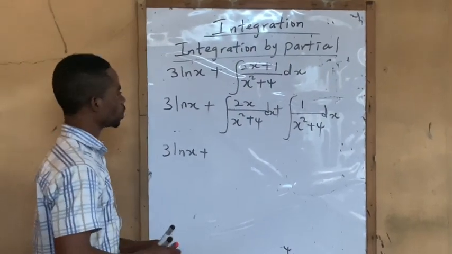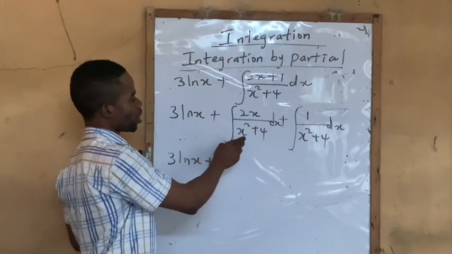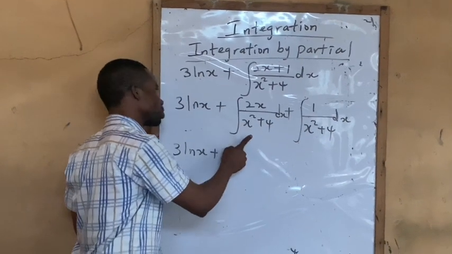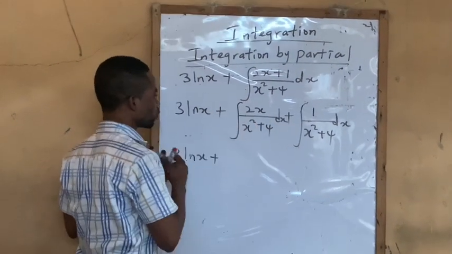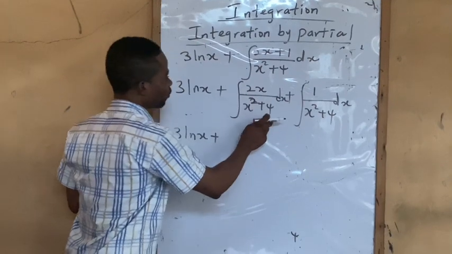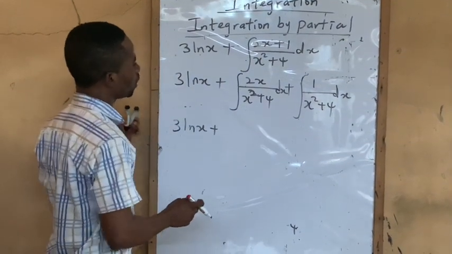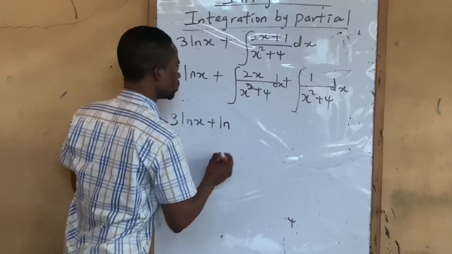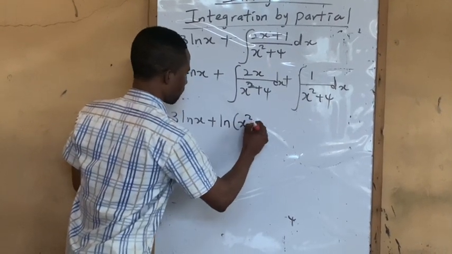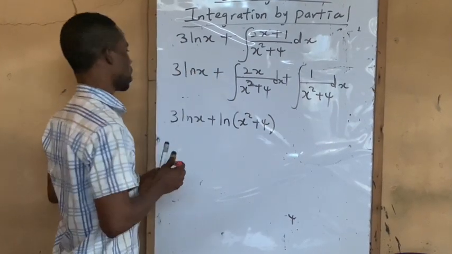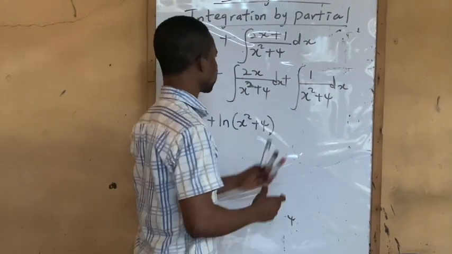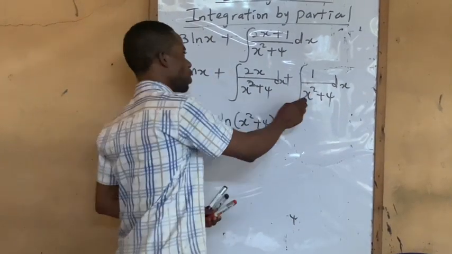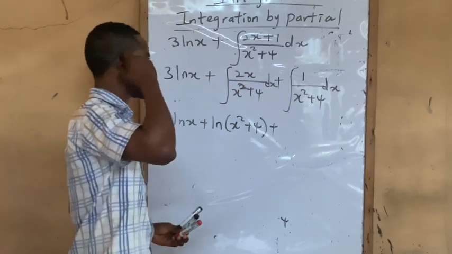Now, if you look at the denominator of this integral, x squared plus 4, the differentiation of x squared plus 4 is actually this. Because the differentiation of x squared is 2x, and 4 is 0. So definitely, if the differentiation of this is this, I will just say ln of x squared plus 4. Now, coming to this side, plus, you will notice that the differentiation of x squared plus 4 is never 1.